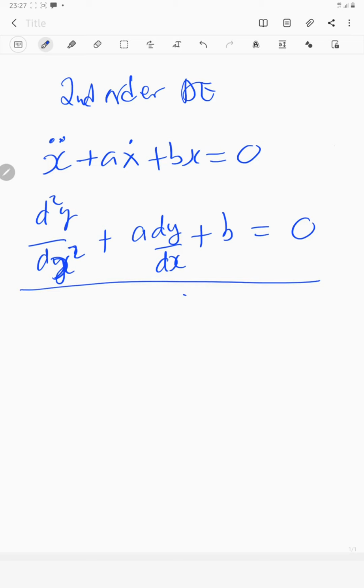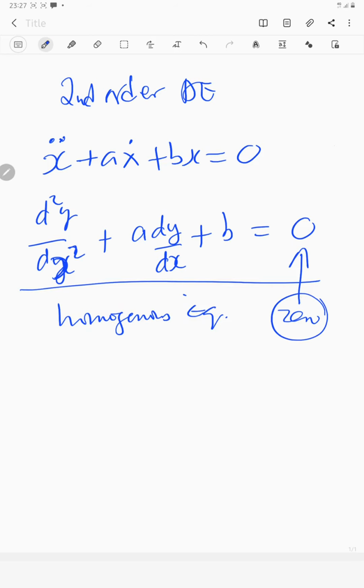So the way we present it is like we have a quadratic equation. Now when this value here is 0, then we call that a homogeneous equation. But when this particular value at the end is not equal to 0, then we call this a non-homogeneous equation. So this is how we interpret them.